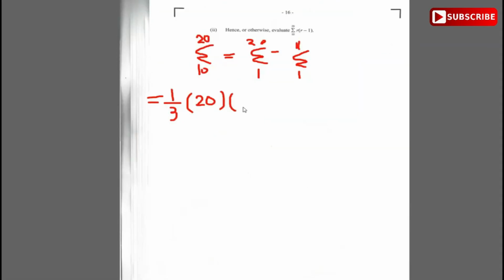n squared is 20 squared minus 1. And then we're going to subtract 1 over 3 into n times n squared minus 1. All right, nice and easy, soft. So let's continue now.